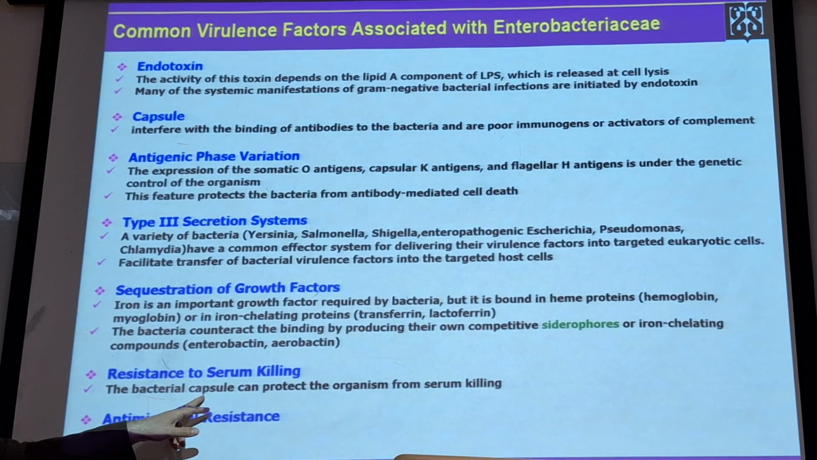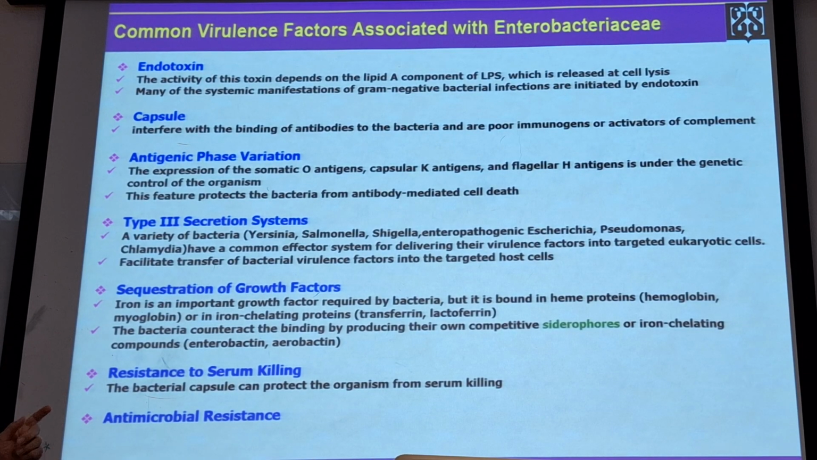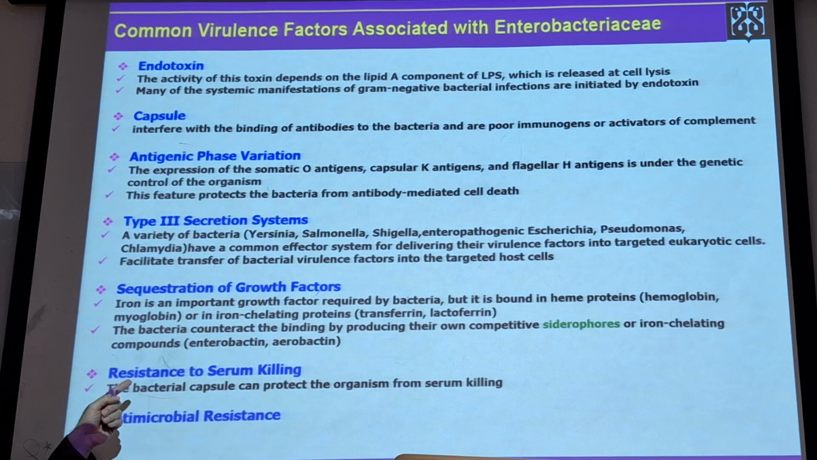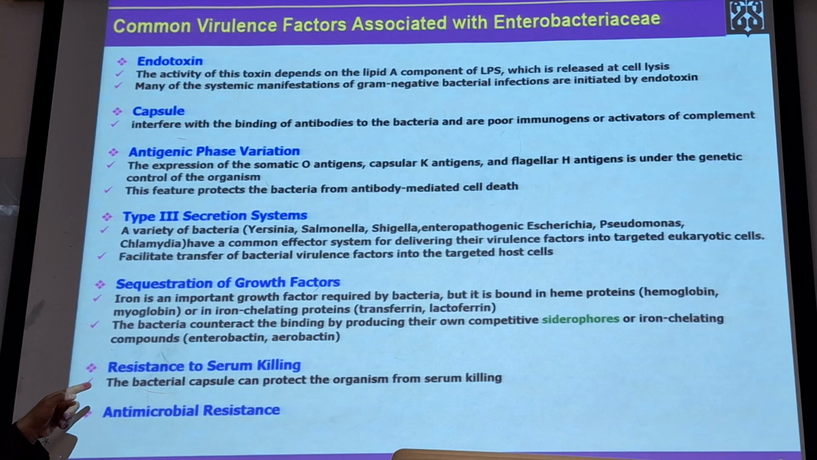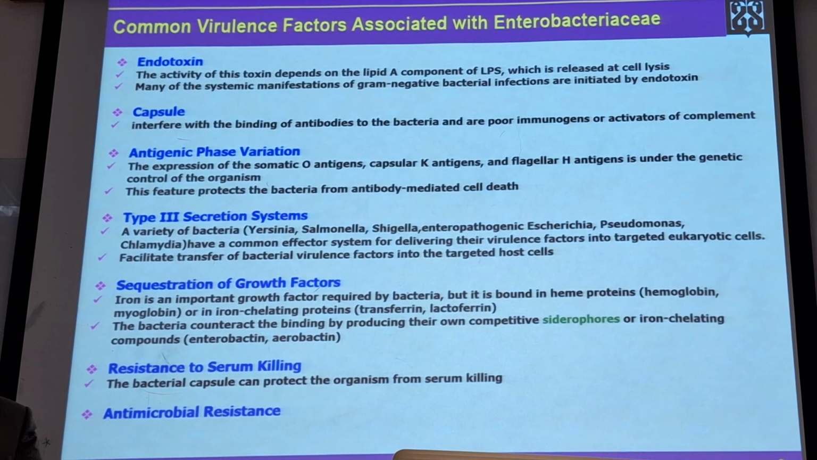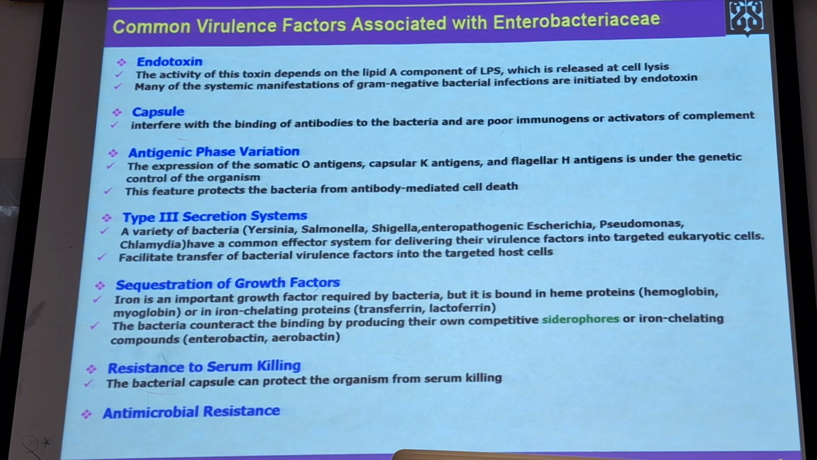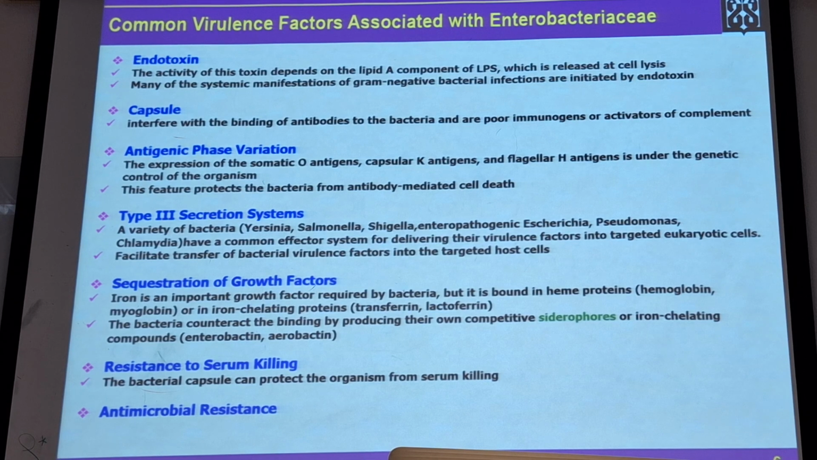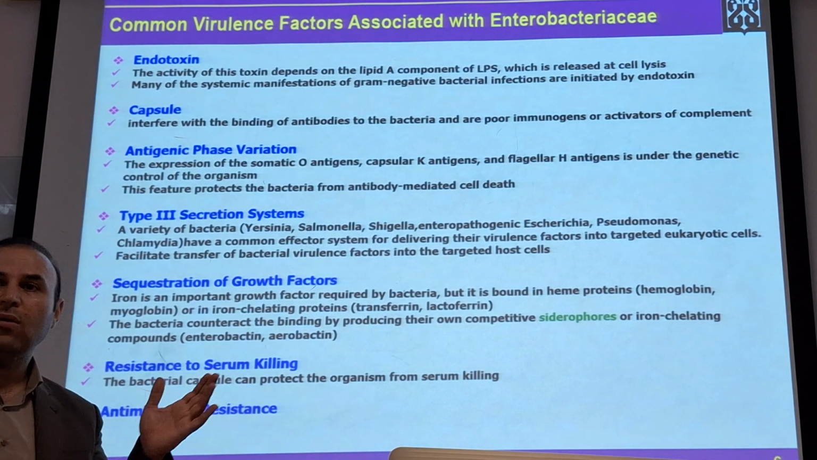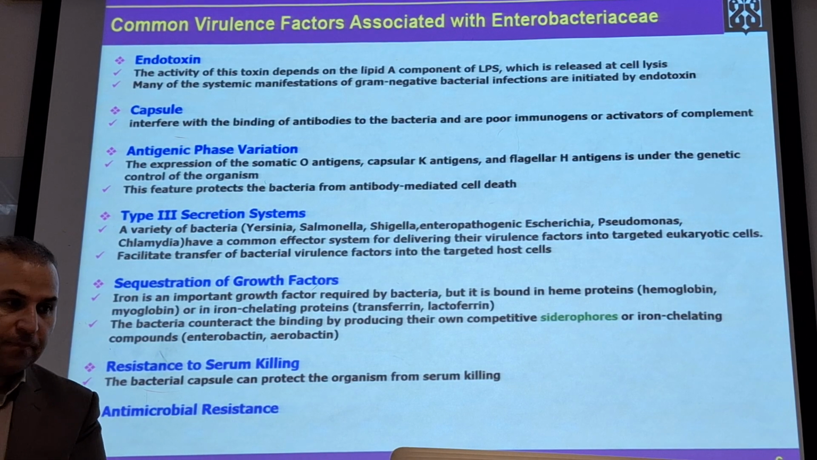Resistance to serum killing. The capsule protects the organism from serum killing. Another common virulence factor is antibiotic resistance. Antibiotic resistance is common in some species of Enterobacteriaceae, such as Klebsiella pneumoniae. Currently, Klebsiella pneumoniae is resistant to many antibiotics and creates many challenges for clinicians.